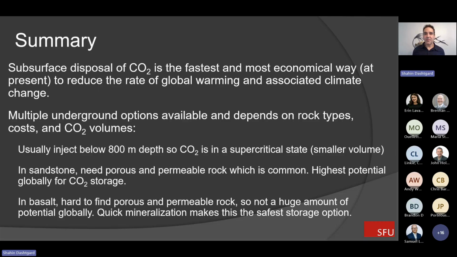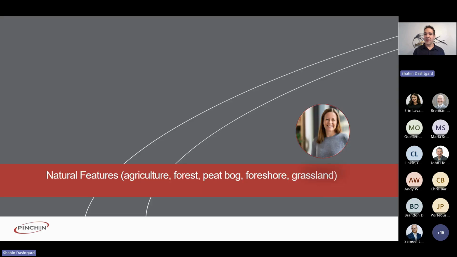In basalt, we're looking for the mineral trapping capacity, so we still need porous and permeable basalt, but we're looking for the reaction between that CO2 and the rock to form a mineralized carbonate. So with that, I will say thank you, and pass it along.